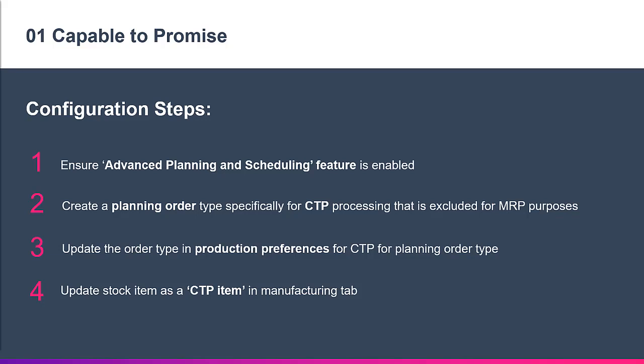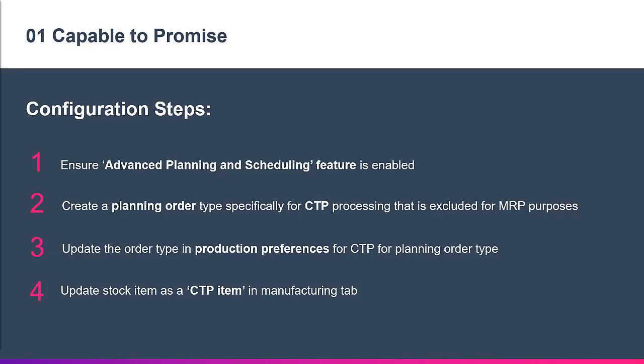In order to use the Capable to Promise feature, we need to follow a few configuration steps beforehand. First of all, ensure that the advanced planning and scheduling feature is already enabled. Thereafter, you'll need to create a special planning order specifically for CTP processing, which is excluded for MRP purposes. And you need to update the production preferences with the new CTP planning order type. And lastly, you need to update all stock items which you require planning for CTP and tag them as a CTP item in the manufacturing step in the stock item screen.